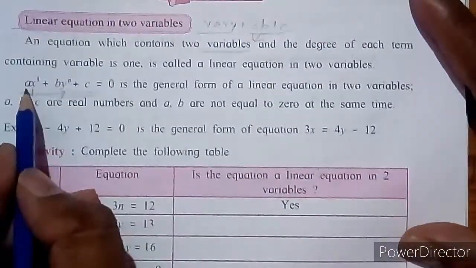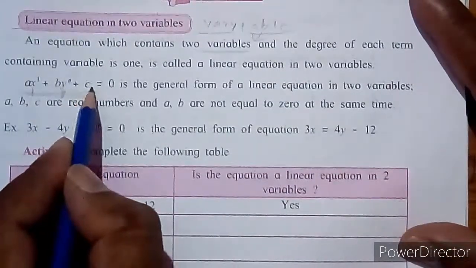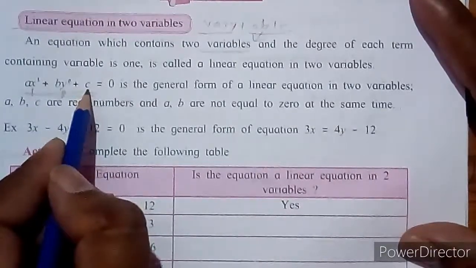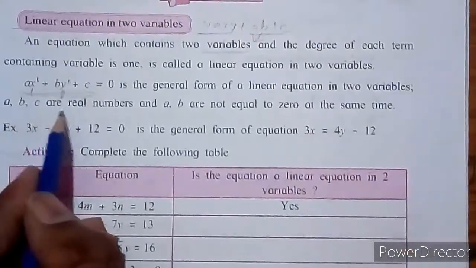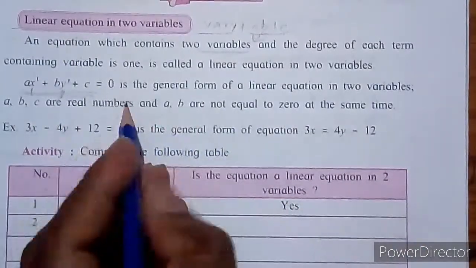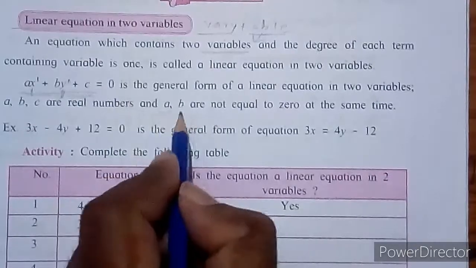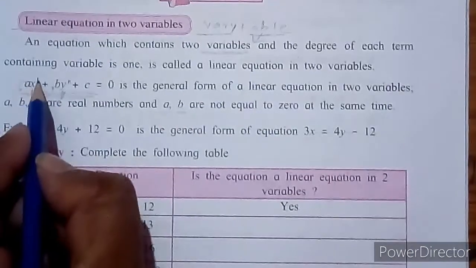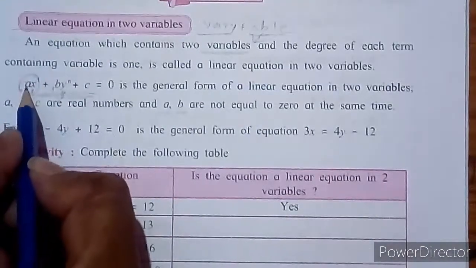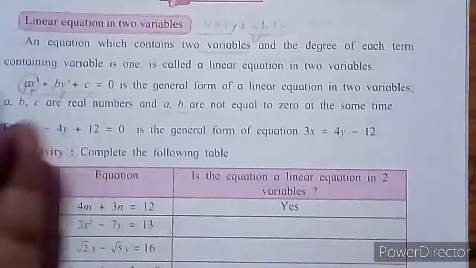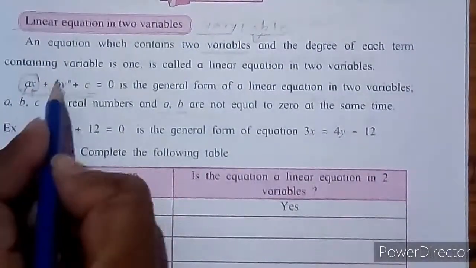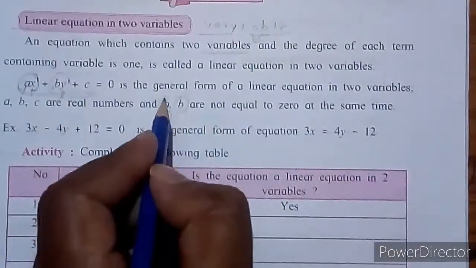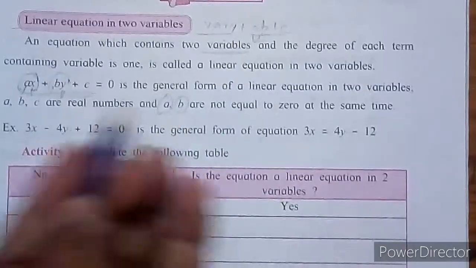Now here a, b, c are constants and real numbers. Constants are those entities whose values never change. Here a, b, c are real numbers and are not 0. Specially the value of a and the value of b is not 0, because if either of their values is 0, the term will be eliminated, because the multiplication of 0 with any variable or any number is 0. That's why this variable will be eliminated. To avoid this, a and b must not be equal to 0.